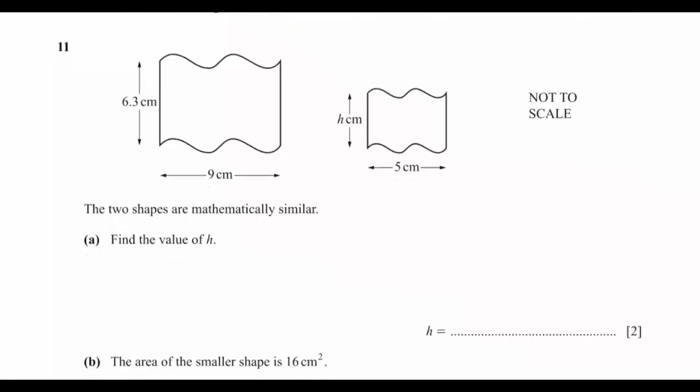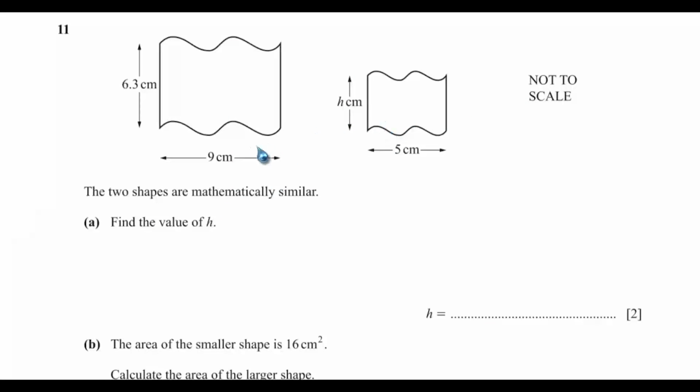So the next one will be question 11. We have these two similar shapes, okay? So find the value of h. To get the value of h is very simple. We have 6.3 here. You can just find the ratio of corresponding sides. So this will be 6.3 over 9, this side over this side, equals h over 5. You take the corresponding ratio on the second shape. If you cross multiply, you get 9h equals 6.3 times 5.